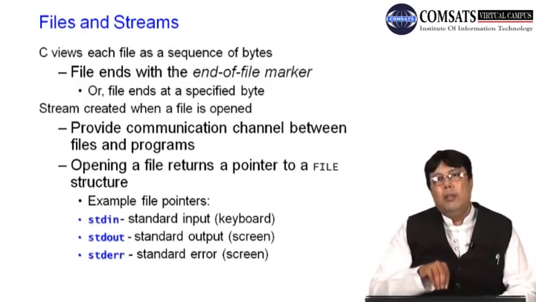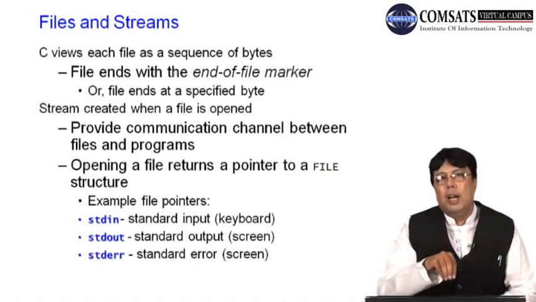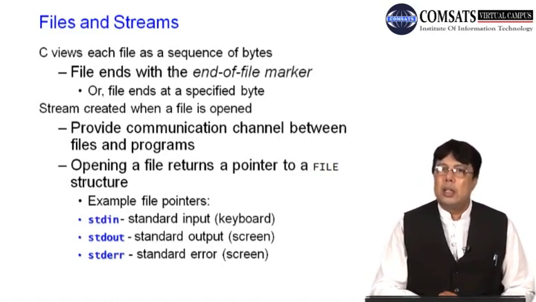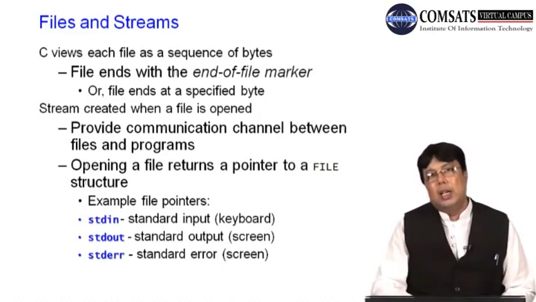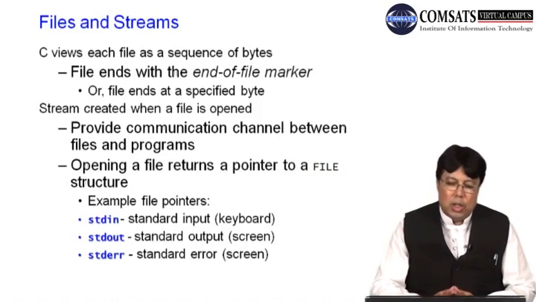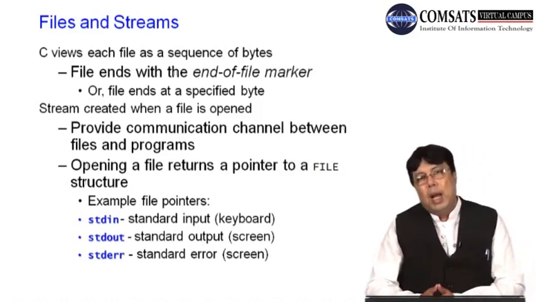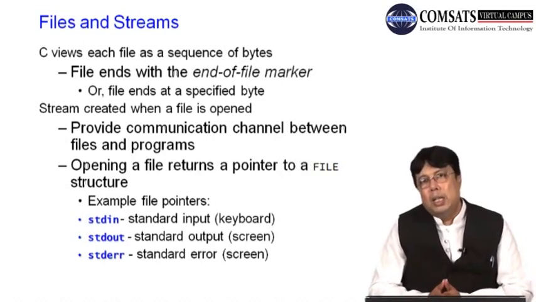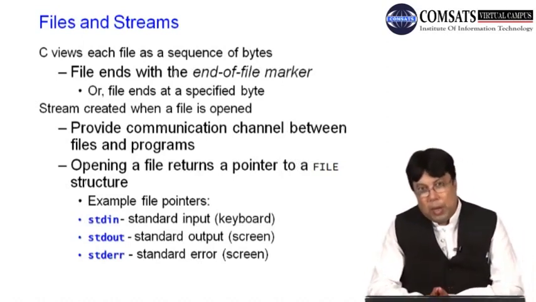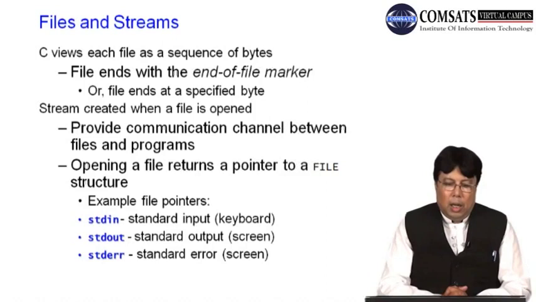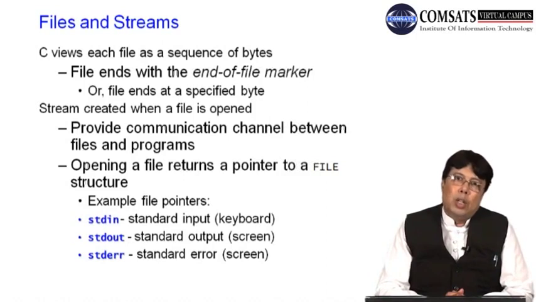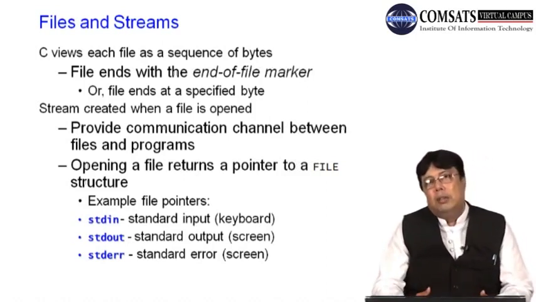But when you are dealing with files and devices, and in our case the device is the hard disk, you need the assistance of the operating system to access the data from the hard disk. So you need to establish a communication channel between the files and the program. This facilitation is provided by the operating system, and the request is generated from your program to the operating system. Whenever you open a file, a pointer to the file, which points to a file structure, is automatically created.